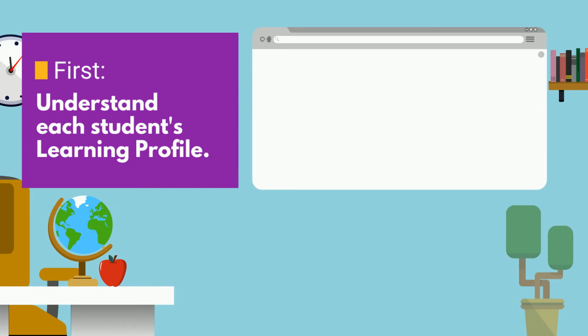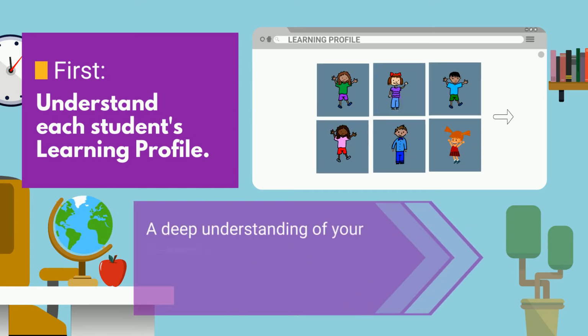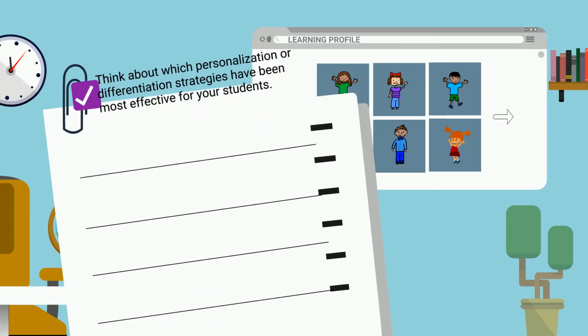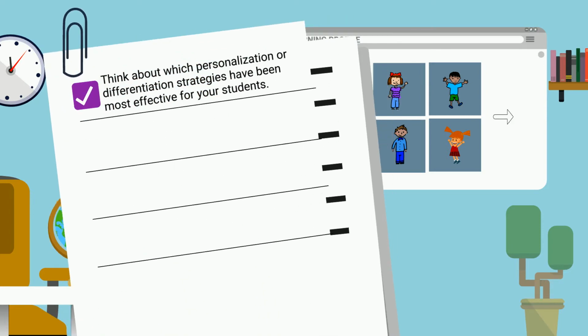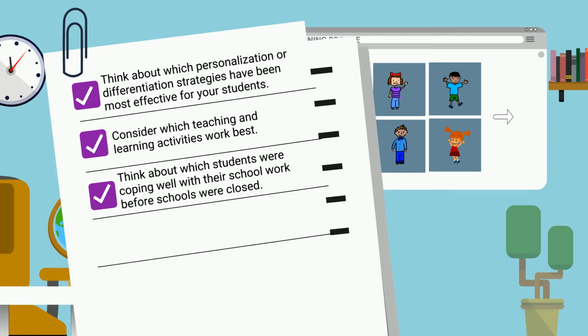Start by understanding each student's learning profile. A deep understanding of your students and how they learn will help you better design the remote learning experience. Think about which personalization or differentiation strategies have been the most effective for your students. Which teaching and learning activities have worked best? Which students were coping well with their schoolwork before schools were closed? And take into account students that were already struggling.